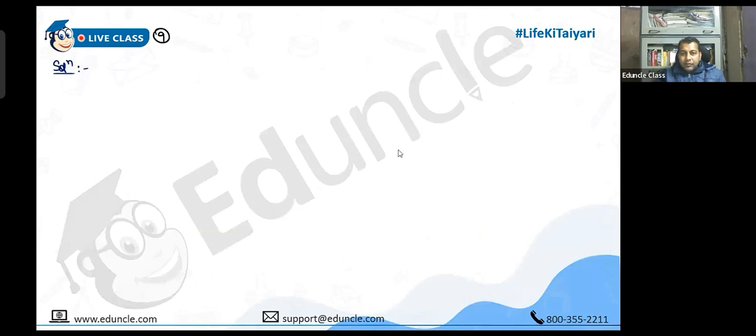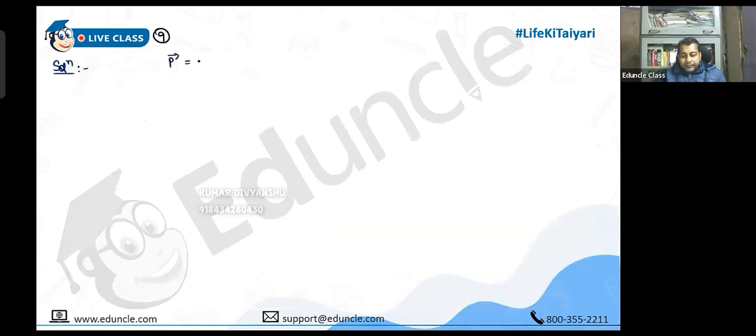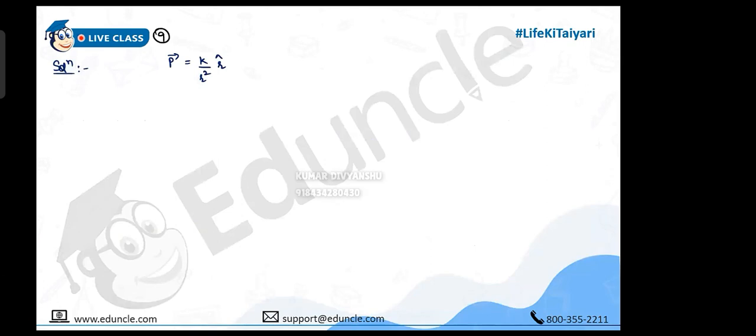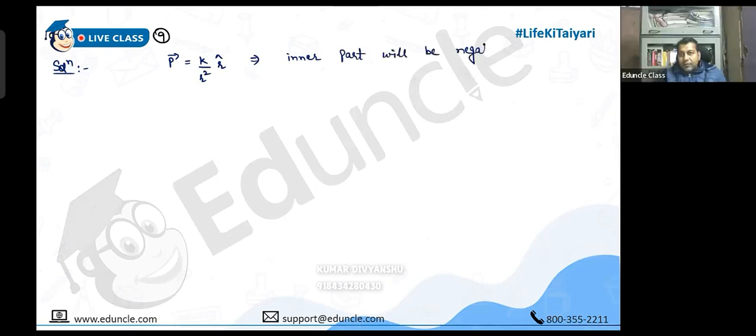Now, let me tell you something. See, polarization is pointing in the direction of r cap. What does it mean? It means actually the inner surface, inner part will be negative and outer part will be positive, because polarization points from negative to positive charge. Isn't it? It means while finding the surface bound charge, you need to take care of this fact.